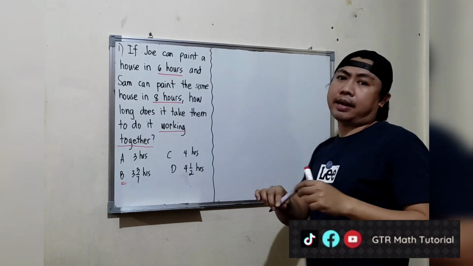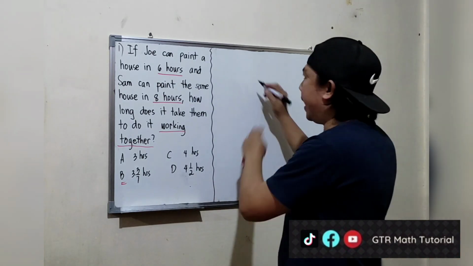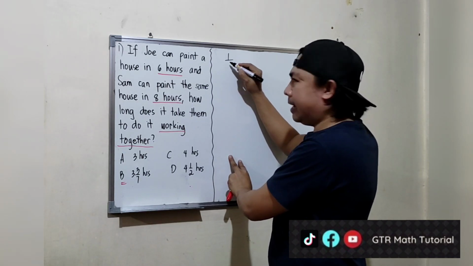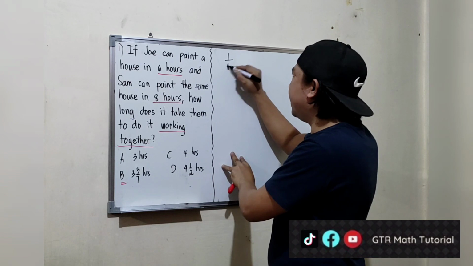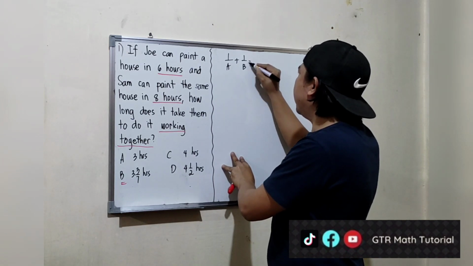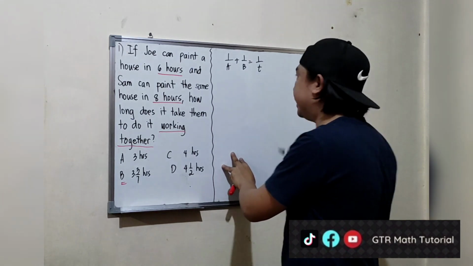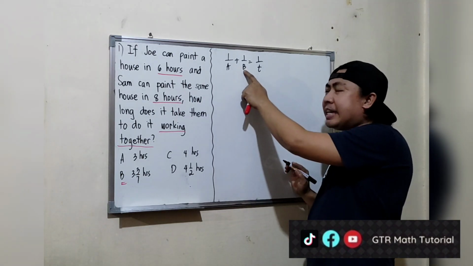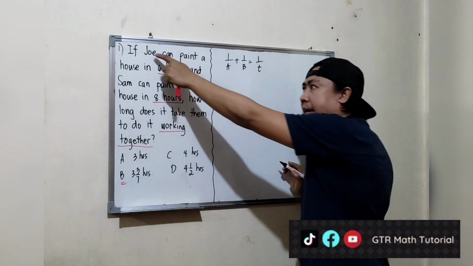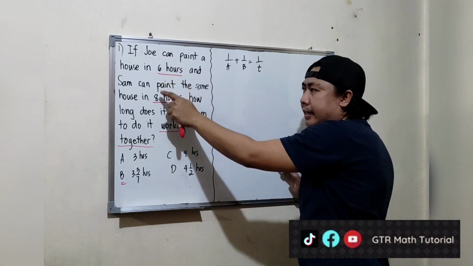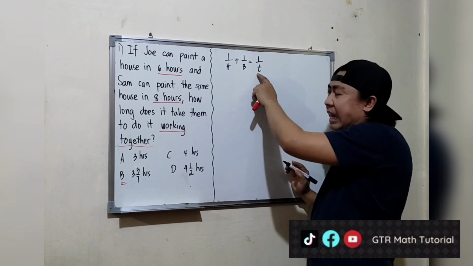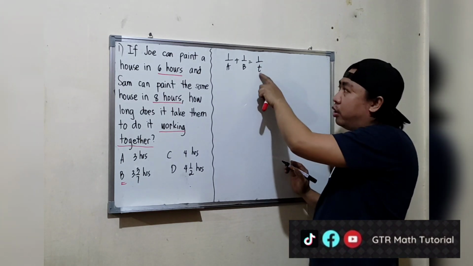Okay, so ang formula para sa word problem ay 1 over kahit anong variable. So let's say 1 over A plus 1 over B equals 1 over T. So A is the rate of the first person. B is the rate of the second person. Rate ni Joe is 1 over A. Rate ni Sam, 1 over B, equals 1 over T. Kaya T ang ginamit ko for together or yung time kasi.